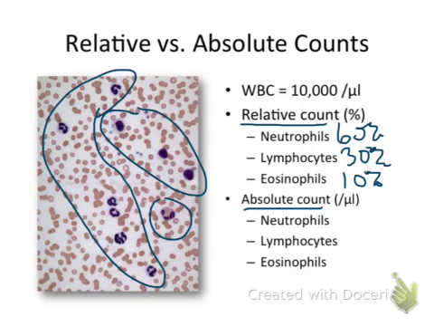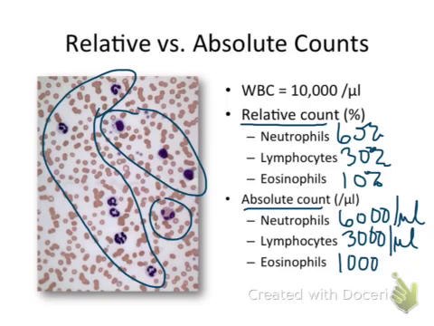Absolute counts are determined by multiplying the relative count by the total white blood cell concentration. So in this example, there are 6,000 neutrophils per microliter, 3,000 lymphocytes per microliter, and 1,000 eosinophils per microliter. Of the 2 counting methods, the absolute concentration should be used to interpret a patient's results.